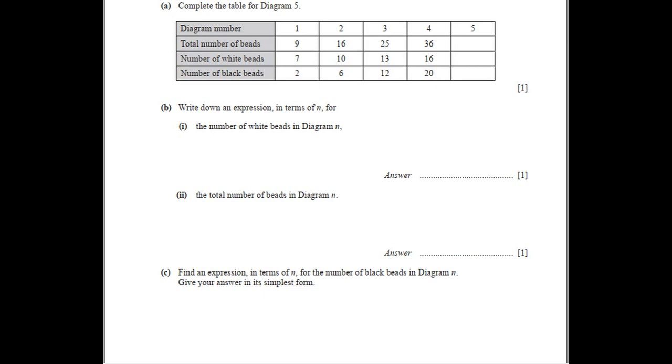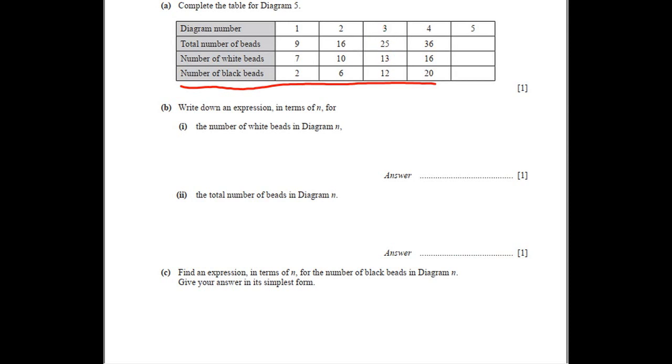Part C, find an expression in terms of n for the number of black beads in diagram n. So we need the nth term for this. Notice we're getting 2 by subtracting 9 and 7, right? Then we're getting 6 by subtracting 16 and 10, and then 12 by subtracting 25 and 13, and so on.